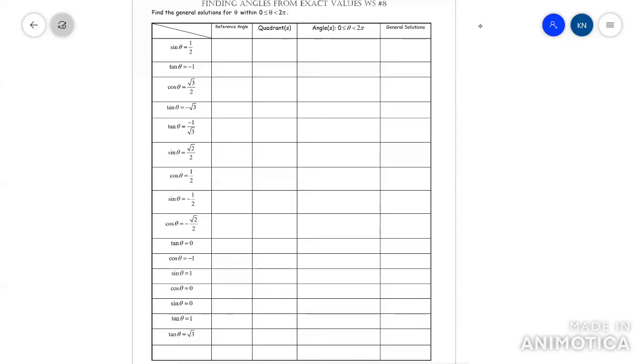All right, this video is going to go over how to get angles when they give you an exact value. So the first thing that I would draw if I was doing this is I would draw "All Students Take Calculus." All right, now here's what's about to happen.